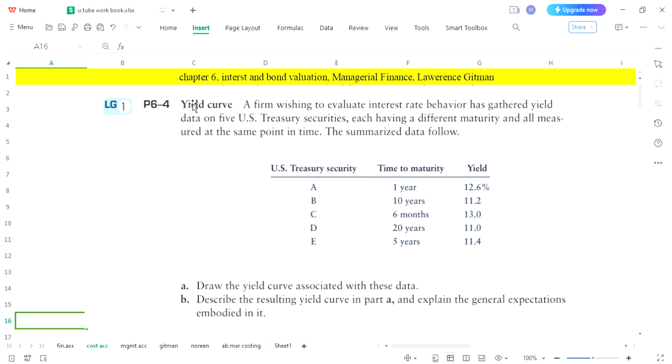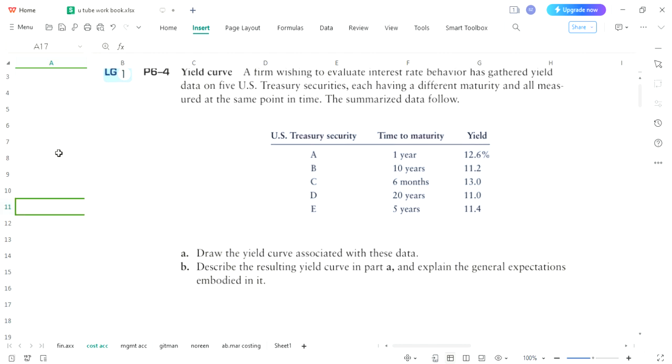Right now you will understand the terms and you will see the relationship of several elements related to interest and bond valuation. Chapter number 6, Interest and Bond Valuation, Managerial Finance, Lawrence Gitman. So for now, we will be looking at 6.4. As you can see, the volume of the question suggests it's not a big question. Look, that's all. The question ends over here.